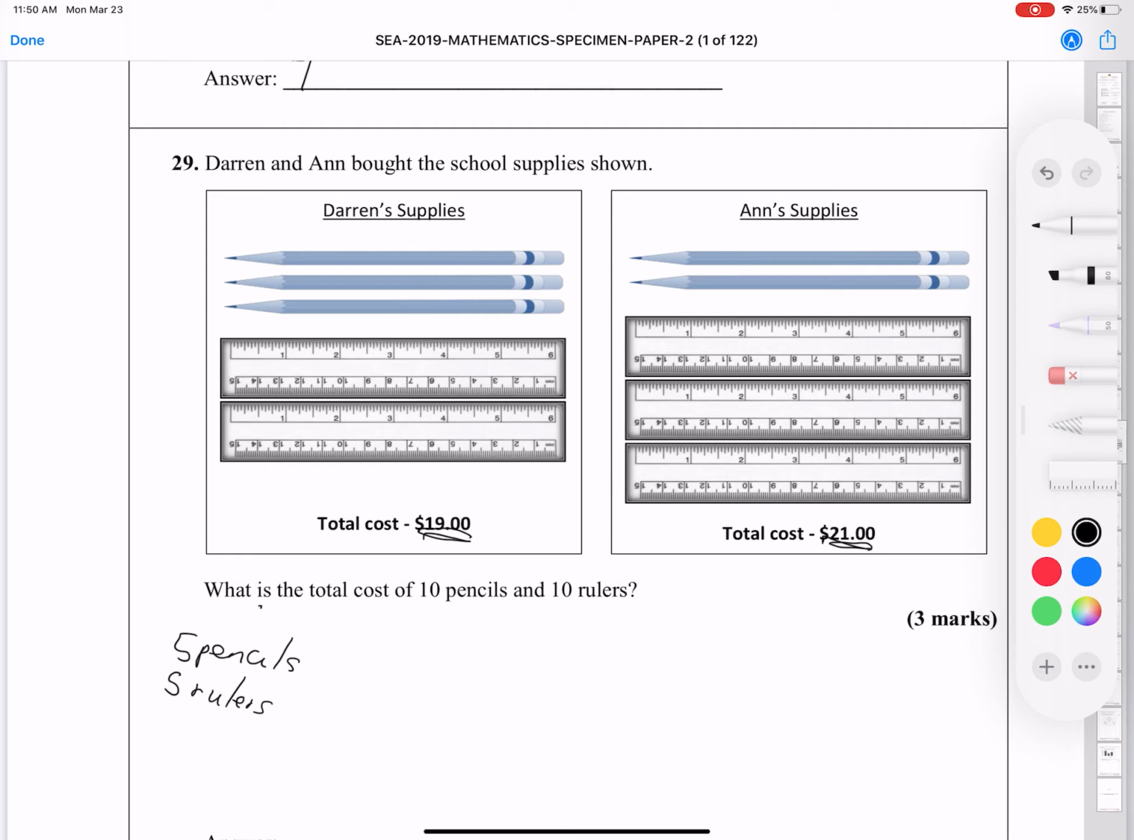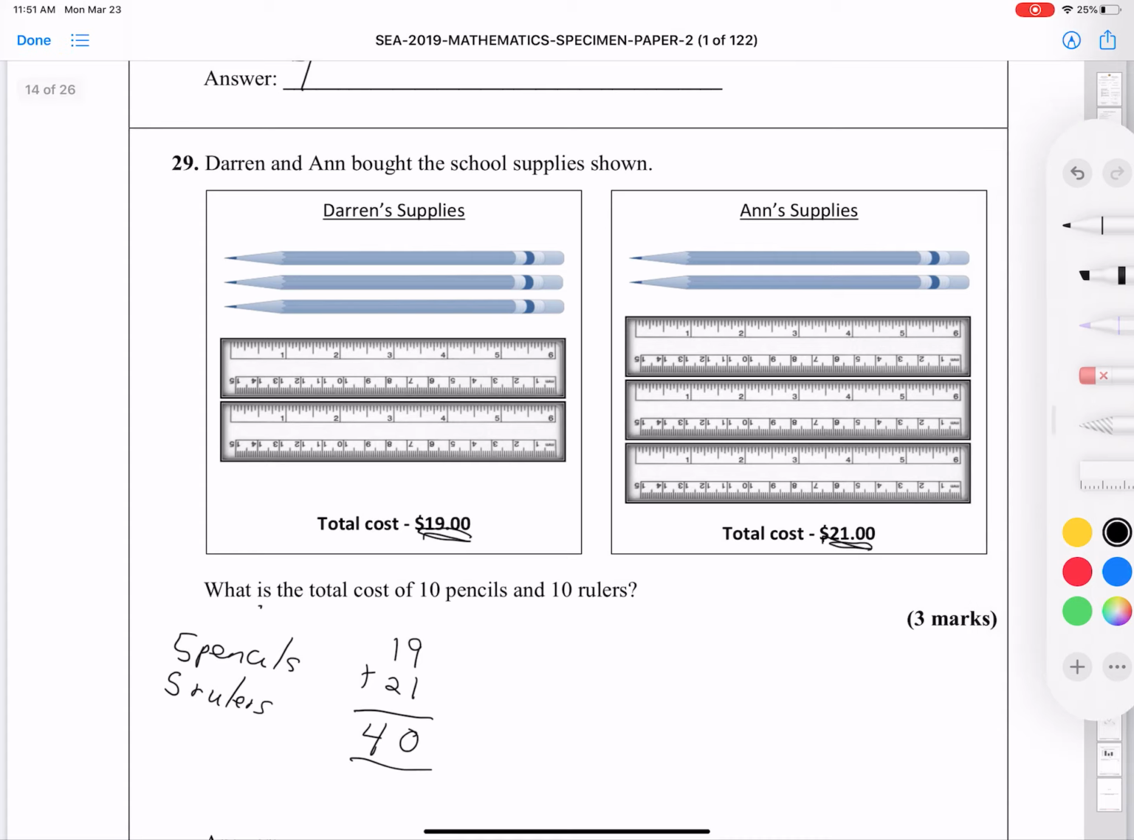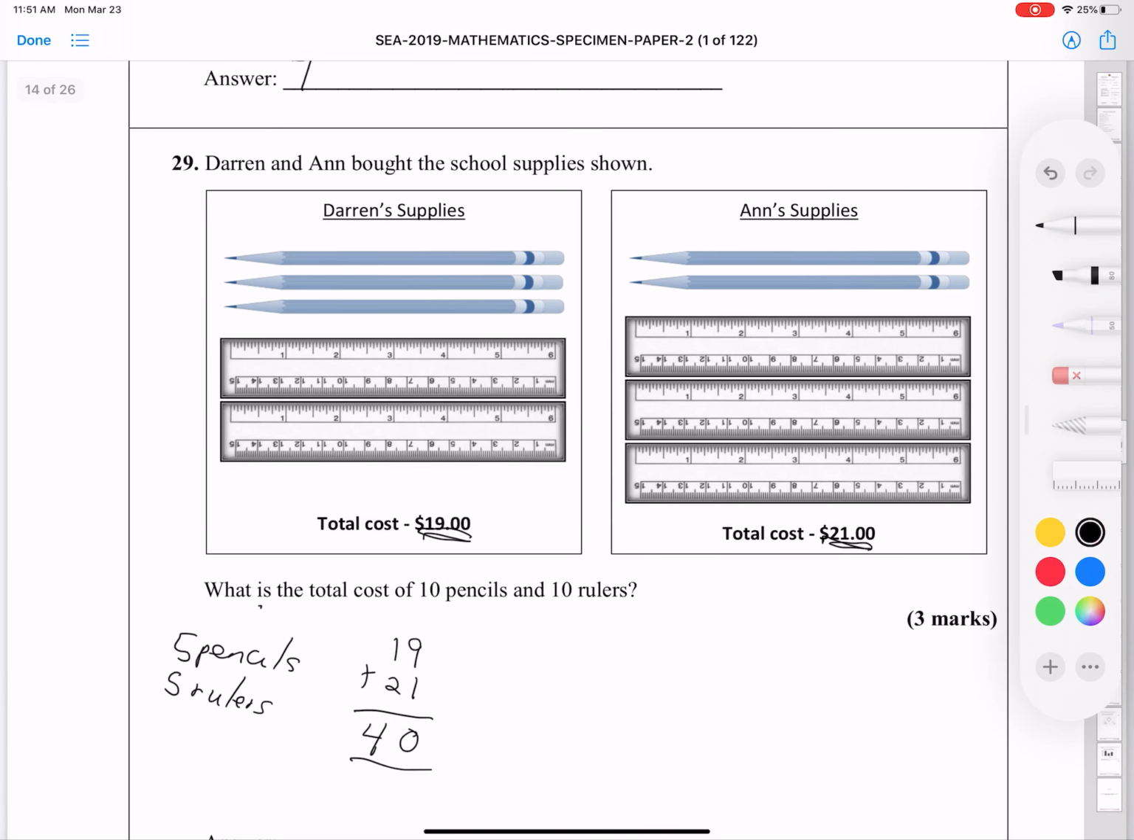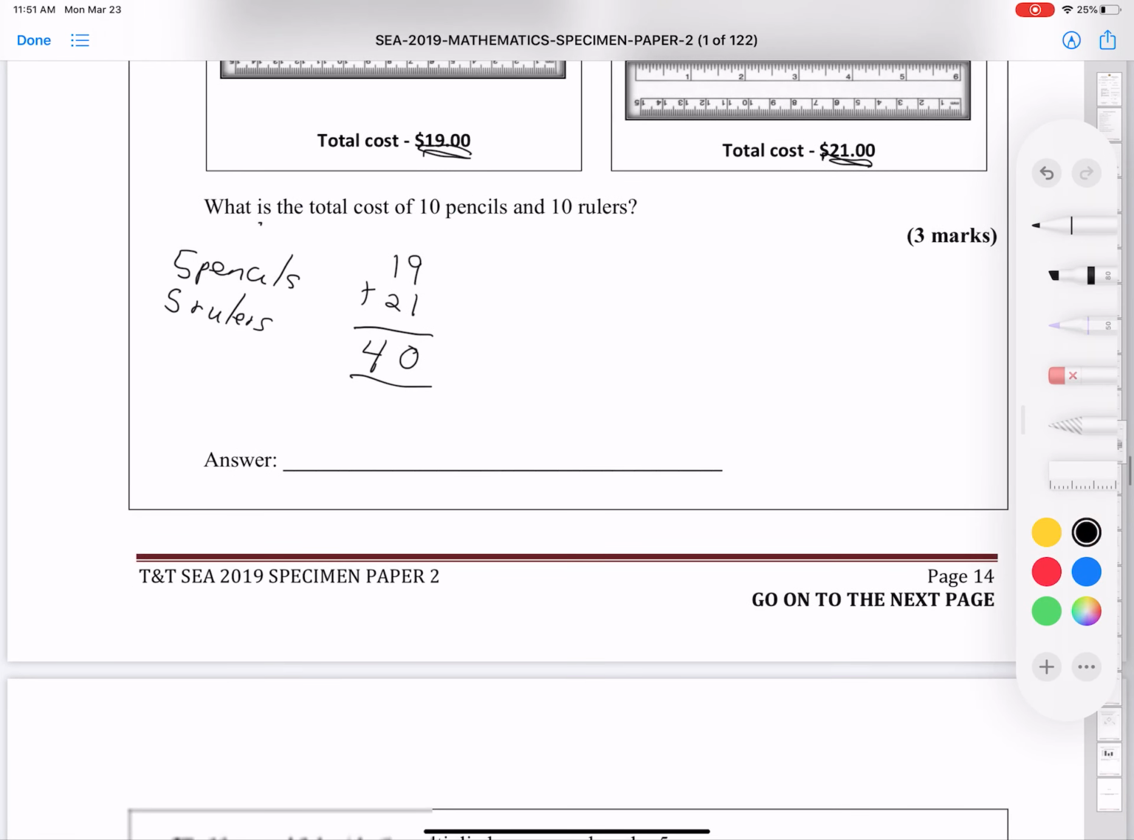So 19 plus 21. How much is 19? That's how much Darren paid. Plus 21. That's how much Ann paid. 9 and 1, 10. 2 and 1, 3 and 1, 4. Combined, they paid $40 for 5 pencils and 5 rulers. So how much money will be for 10 pencils and 10 rulers? Multiply by 2. 40 times 2 equals.